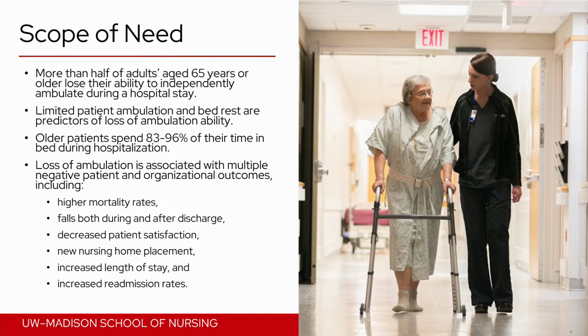So this loss of ambulation is associated with multiple negative outcomes, bad outcomes for clinical organizations. We see higher mortality rates in an older adult population. They have falls both during their hospital stay and then within the first 2 critical weeks once they get home, we see much higher rates. Patients are not happy when they come in independent and leave with a new disability they did not have before, or now they no longer can walk by themselves. We see much higher rates of new nursing home placements.